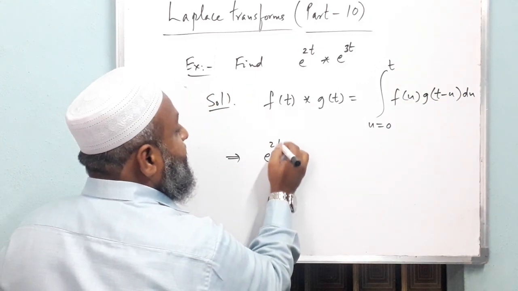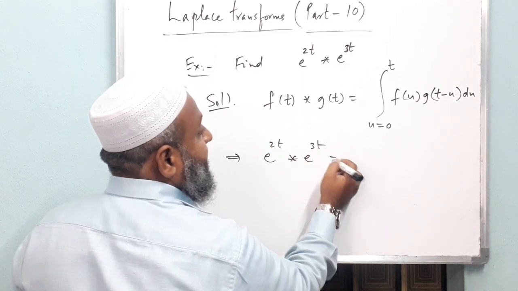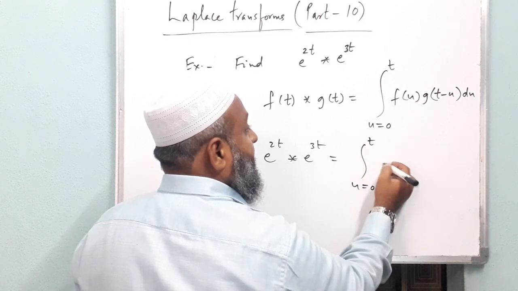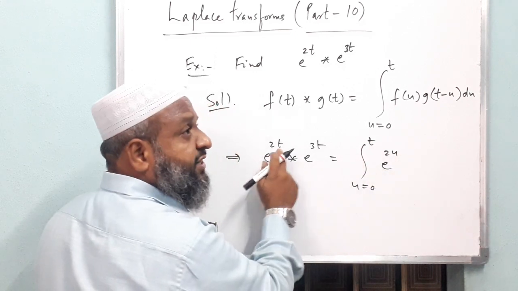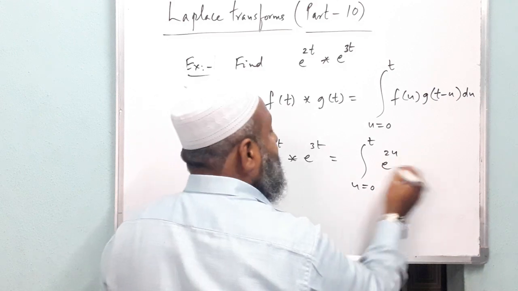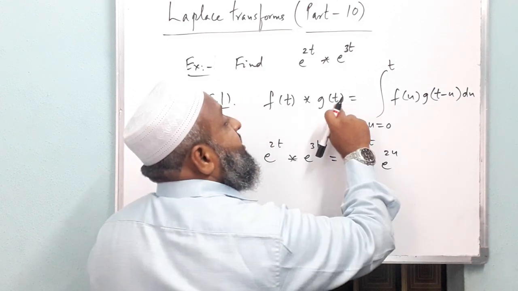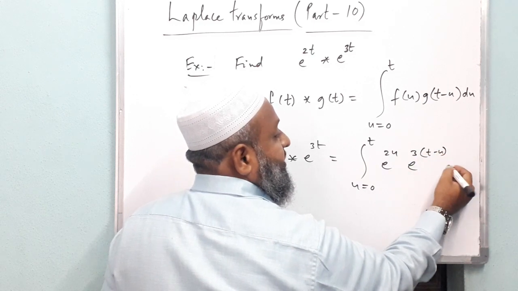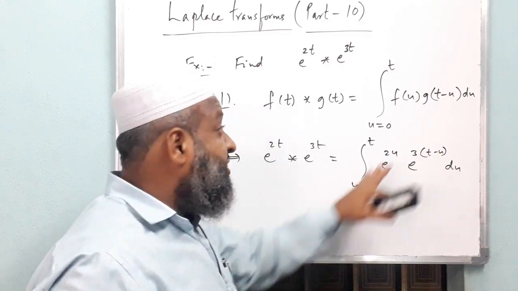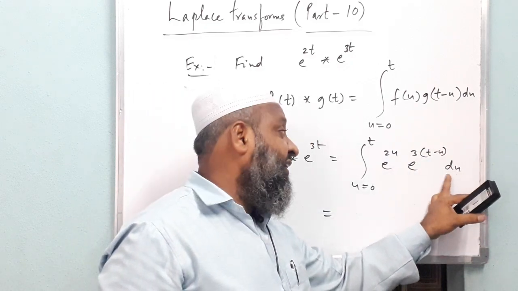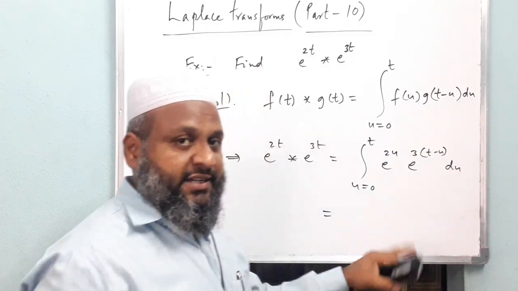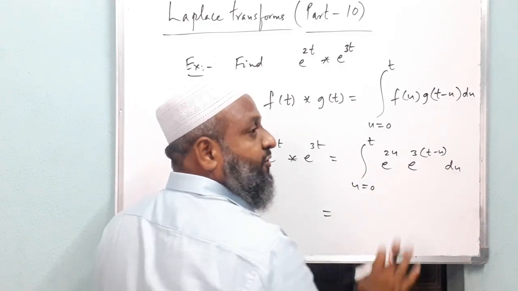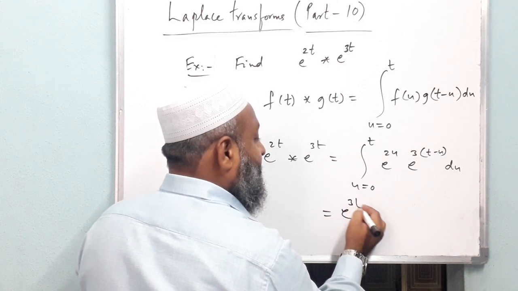This implies e power 2t star e power 3t is equal to, what comes now? Integral u equal to 0 to t, e to the power of 2u. In the first function we make t as u, in the second function t as t minus u. So e to the power of 3 times (t minus u) du. Now if you look at this, it is integrated with respect to u, so t is silent in that case. It is constant. So e to the power of 3t has nothing to do here, it will come out. e power 3t is out.